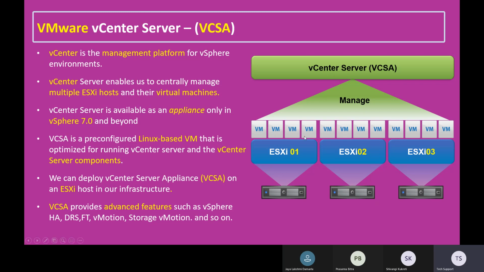For example, we have a vCenter server managing three ESXi hosts. All of a sudden, ESX01 is down. ESX1 down means it can be powered down, or it has some hardware issue. When the ESX server is down, all the virtual machines are also down. If four virtual machines are down, there will be a production impact. To reduce that impact, we use the feature called high availability.